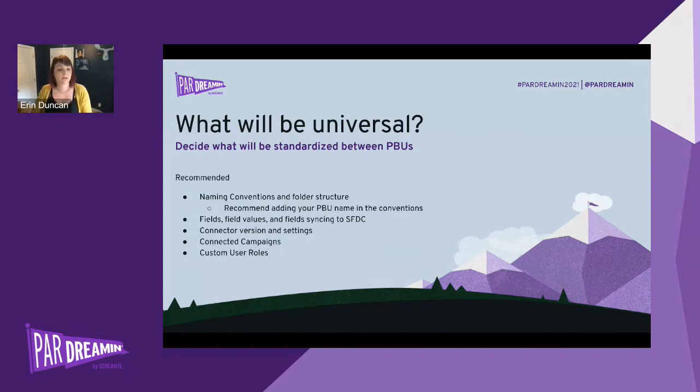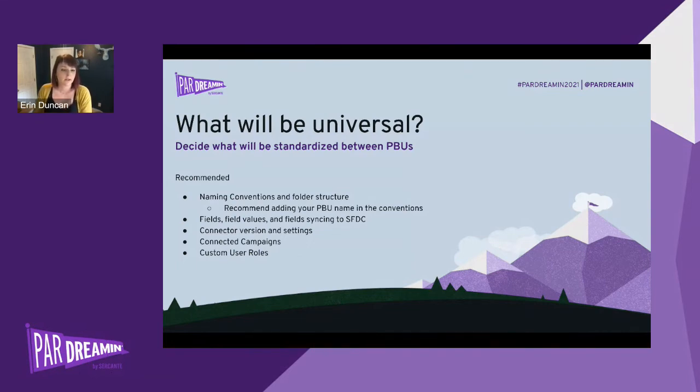I do also recommend adding your PBU name to your naming conventions. Unless you're on the Pardot settings tab, it is not clear in Lightning which business unit you are currently in. So if you add your PBU name to your naming conventions, then you can tell which BU you're in just by looking at assets. You can also tell which PBU a campaign belongs to without looking at its record type. It just makes things a lot more clear.